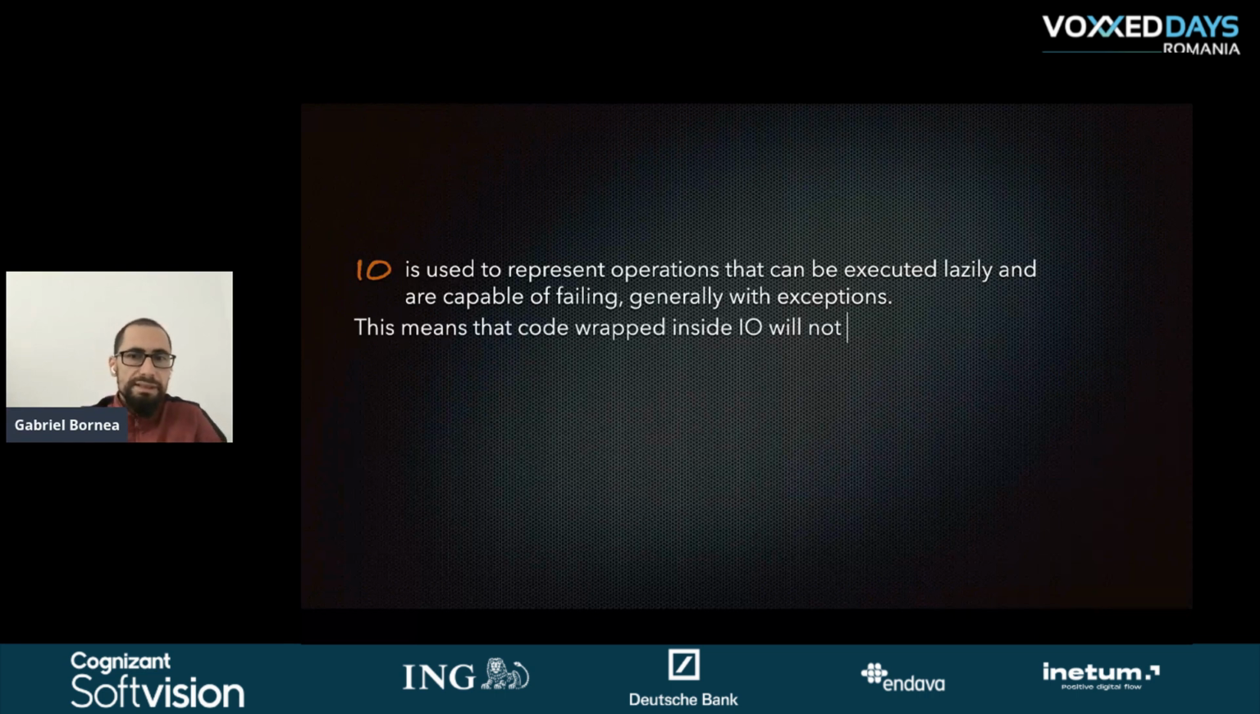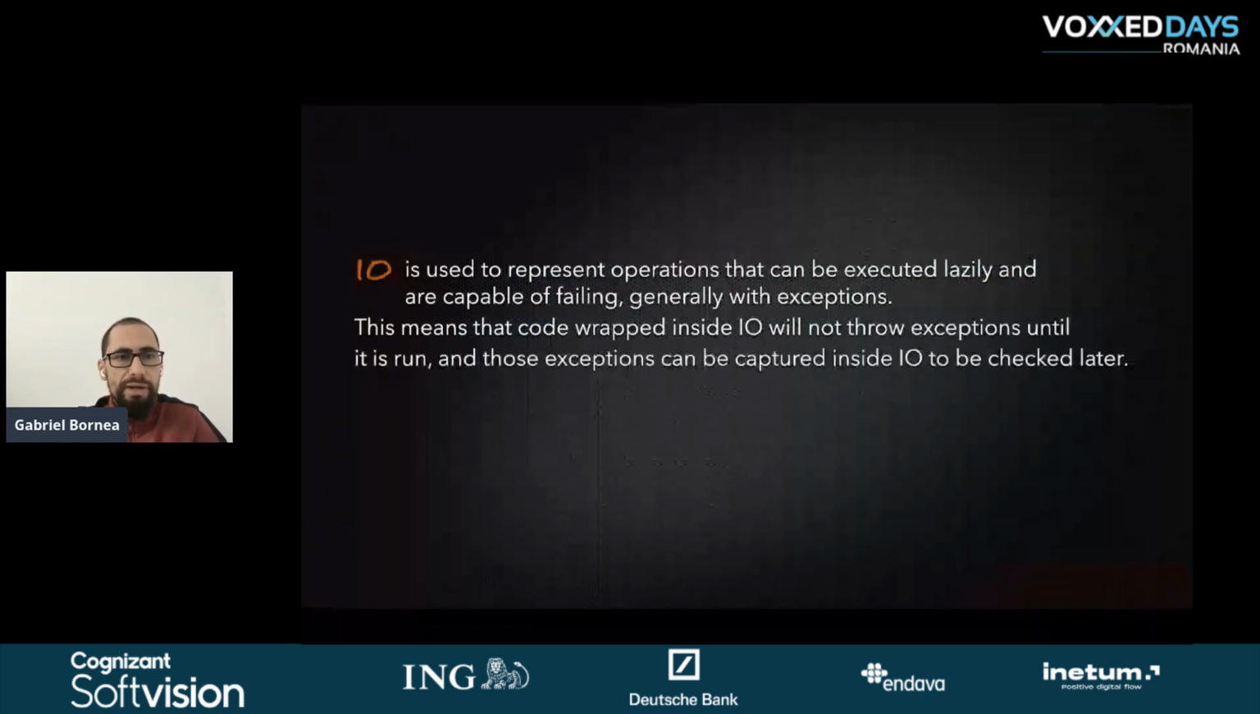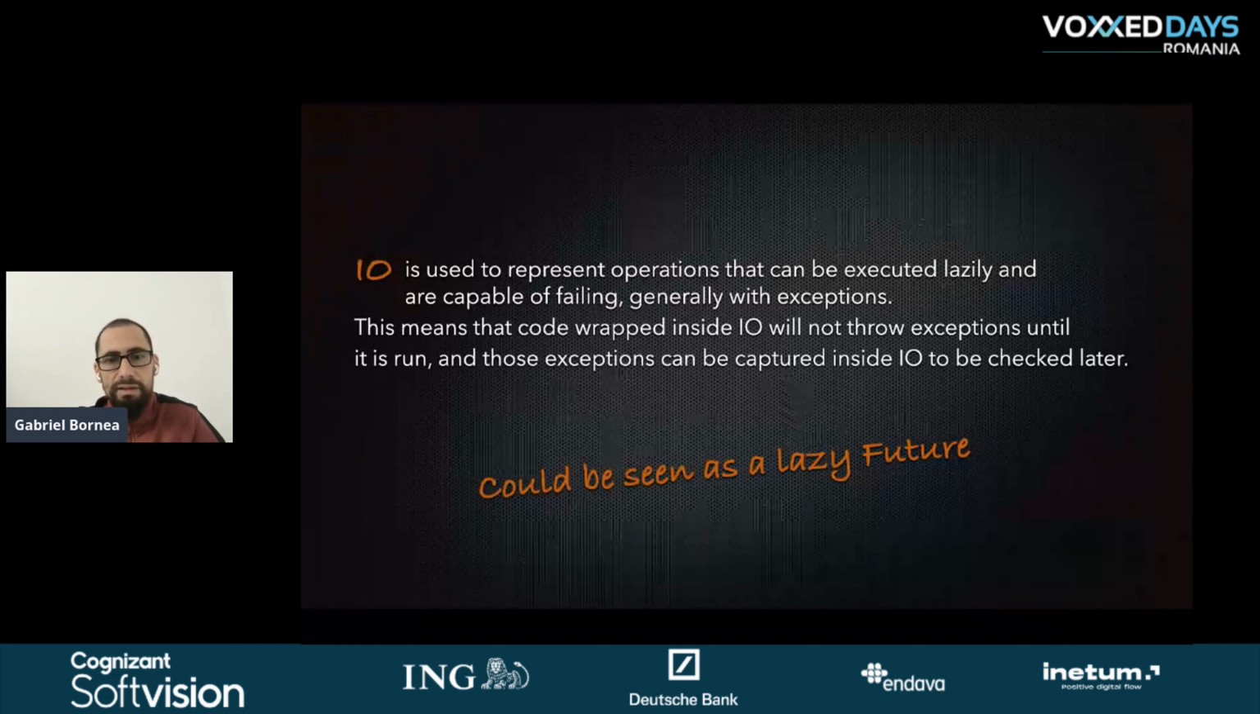And what this actually means is that the code that is wrapped inside this IO does not throw exceptions until it is executed. And the important thing is that these exceptions are captured within the IO, and we can check them in the outer edges of our system. So you could think of this IO as being some kind of a lazy feature, even though this is not entirely correct, because the IO can preserve referential transparency even when it's dealing with side effects.